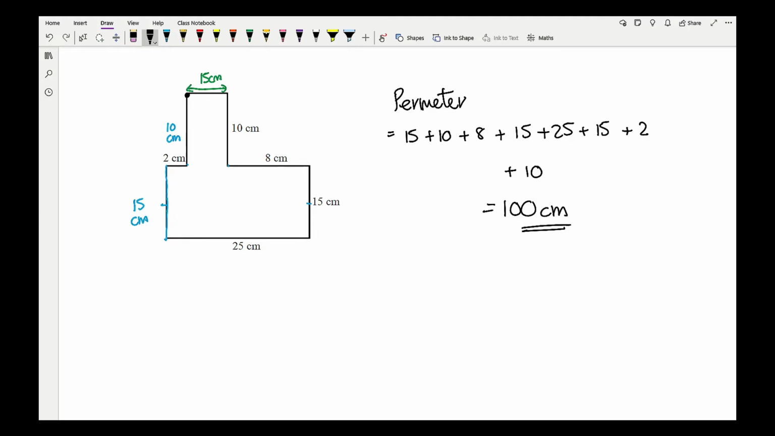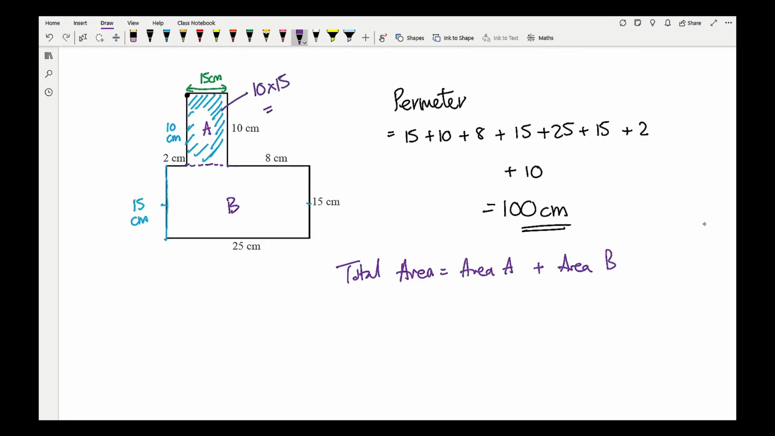Now when it comes to the area, what I'm going to do is split the shape up into two sections. So probably easily it's going to be these two shapes, and again I'm going to label them A and B. Now for shape A, looking at the dimensions, I need to know the length and the width. So the total area is going to be area A plus area B. So area A is 10 times 15, which is 150. So that's going to be 150 there.